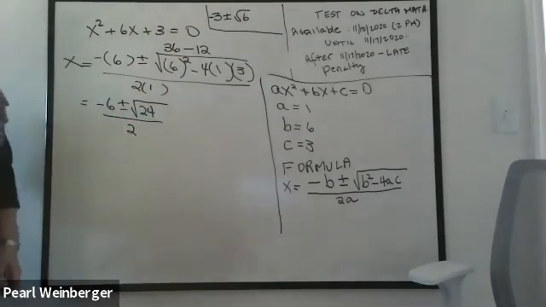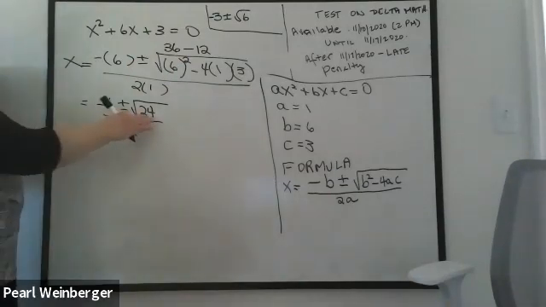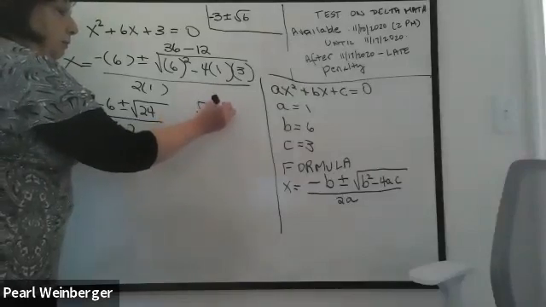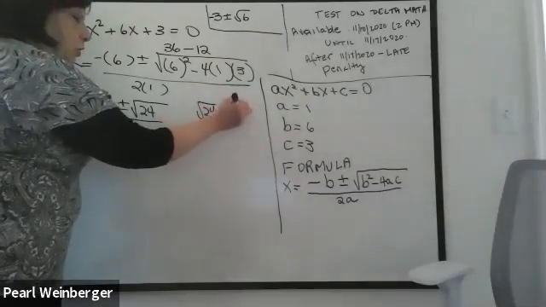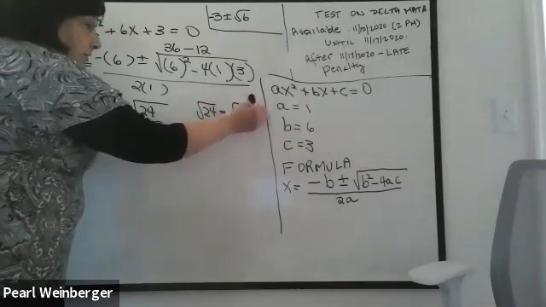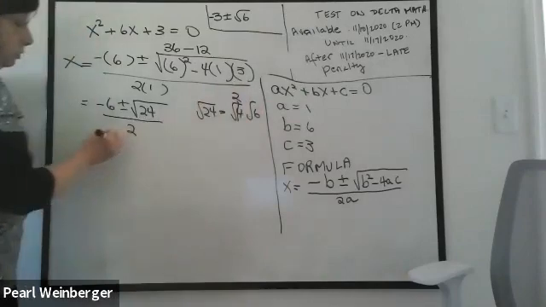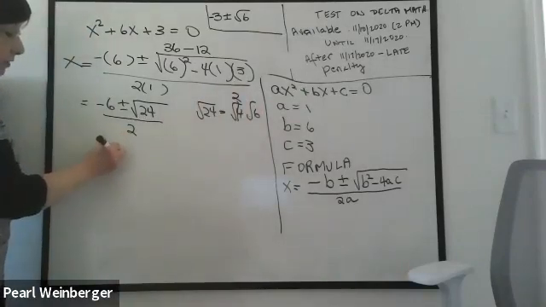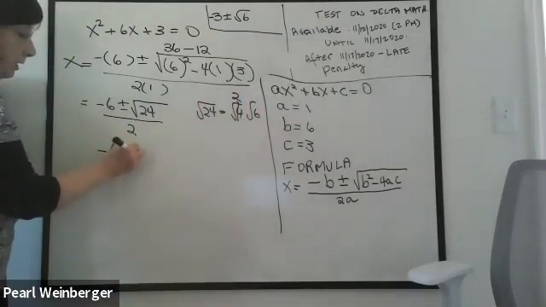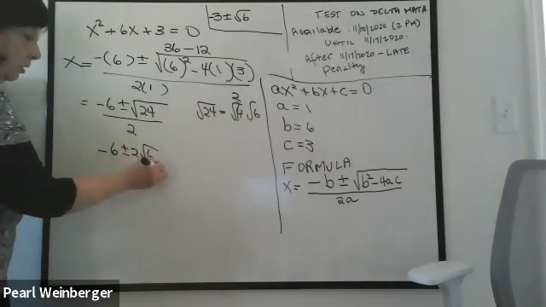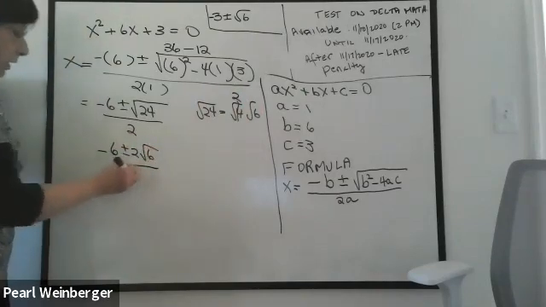And what I have to do is simplify it. I notice that the radical 24 can be simplified because I could break it up into 4 and 6. And the radical 4 becomes 2. So this becomes negative 6 plus or minus 2 radical 6 over 2.